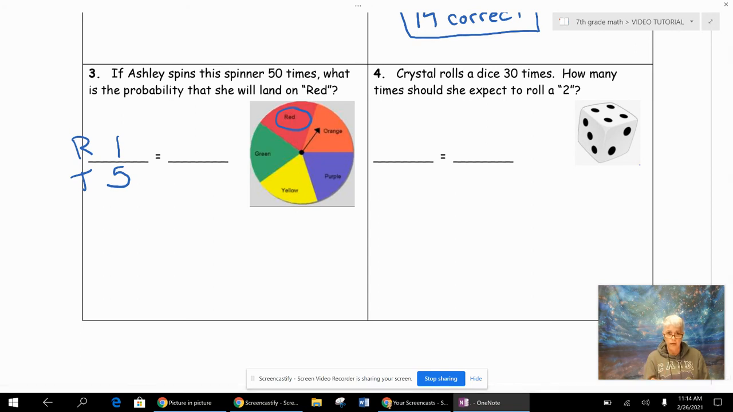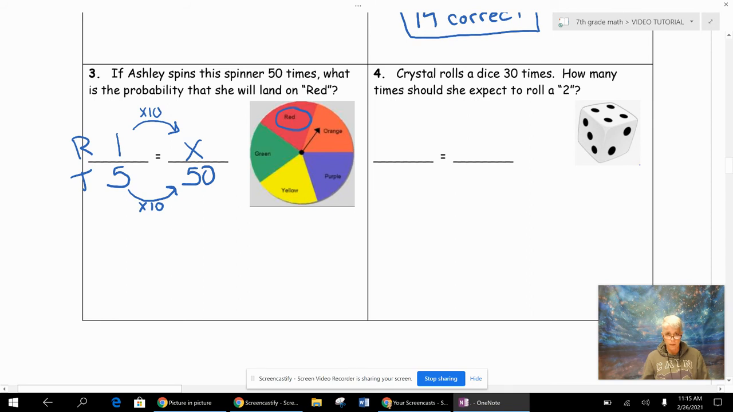Now we have 50 chances. So I'm going to put a 50 right here. Now I could cross multiply and divide, but on this one, in fact on all of them, I can go from here to here. Can you see a times table right there? 5 times what is 50? 5 times 10. All right, if I multiply the bottom by 10, I can also multiply the top by 10. Now I'm doing a different method. I am not cross multiplying and dividing.